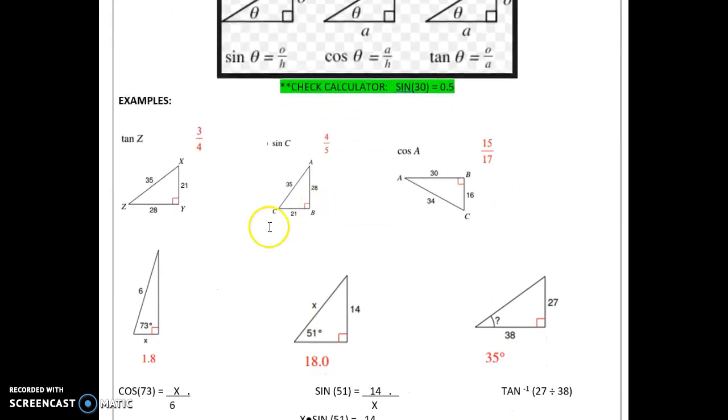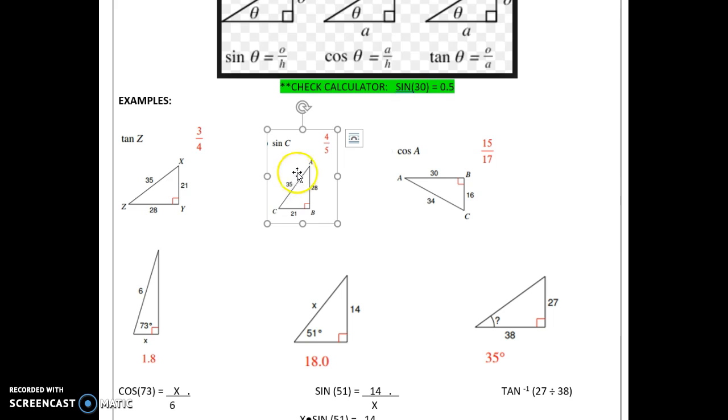So if we look right here, just a couple of examples that you probably want to write down. If I'm looking for the tangent of z, z is here, tangent is opposite over adjacent. So the opposite is 21. The adjacent is 28. You might want to mark those down in your notes. Physically write opposite here, adjacent here. 21 over 28 simplifies to 3/4.